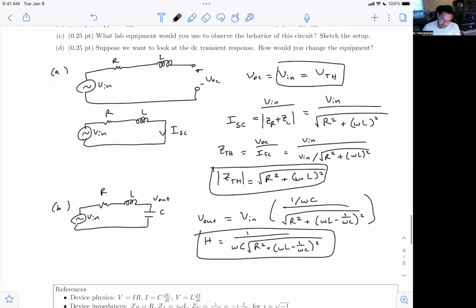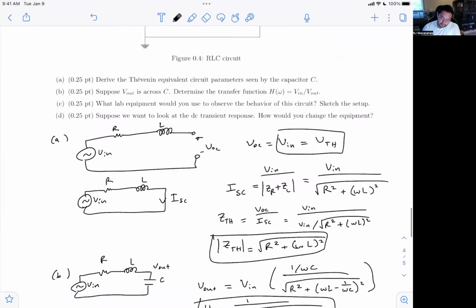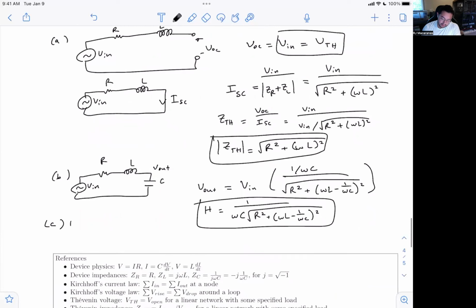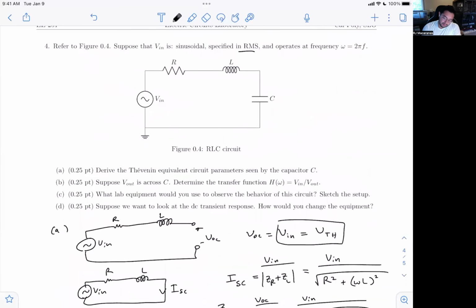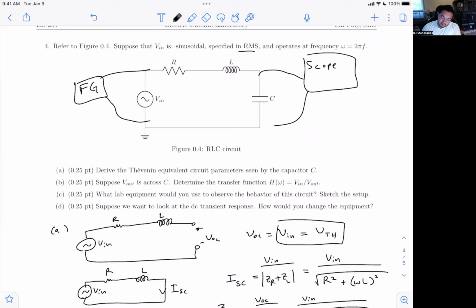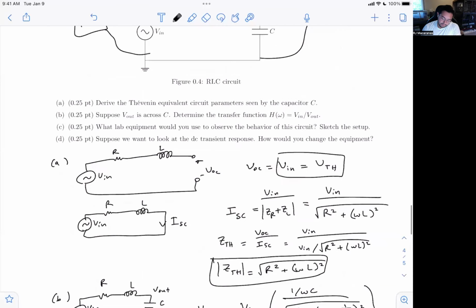And then for part C, what lab equipment would we use? So we're going to use a function generator because we got a sinusoidal source, and an oscilloscope. And if we wanted to, some people are just drawing it up here. So this is a function generator, right? And we would apply it there. And we got our scope. And we're just looking at the voltage across that capacitor, really.